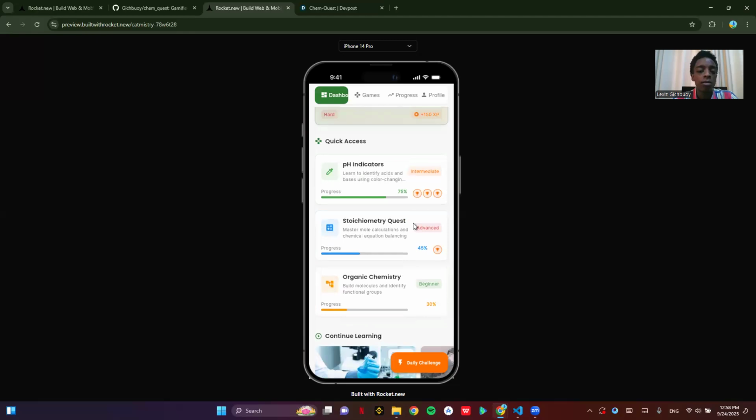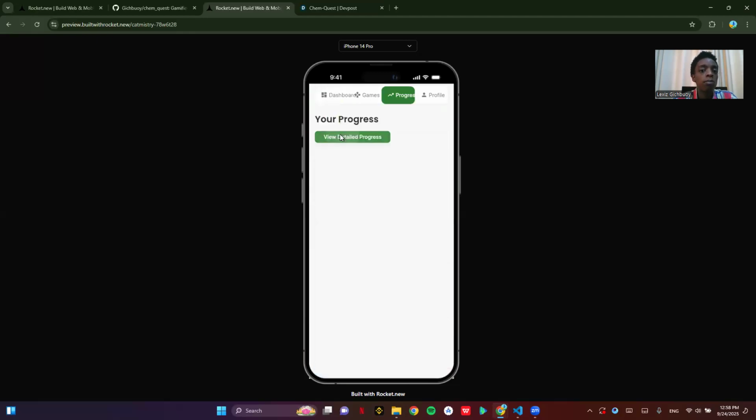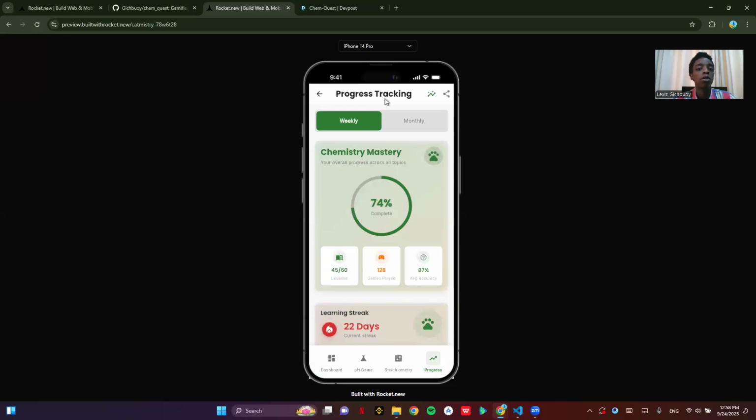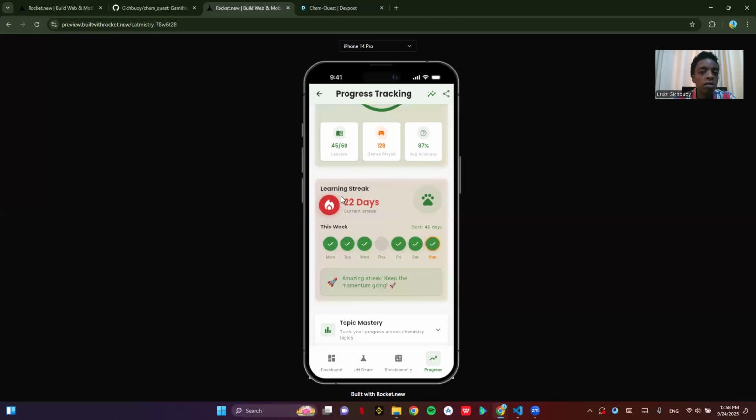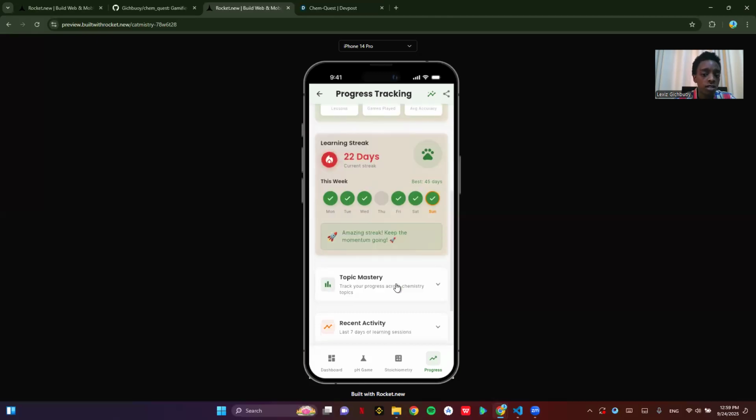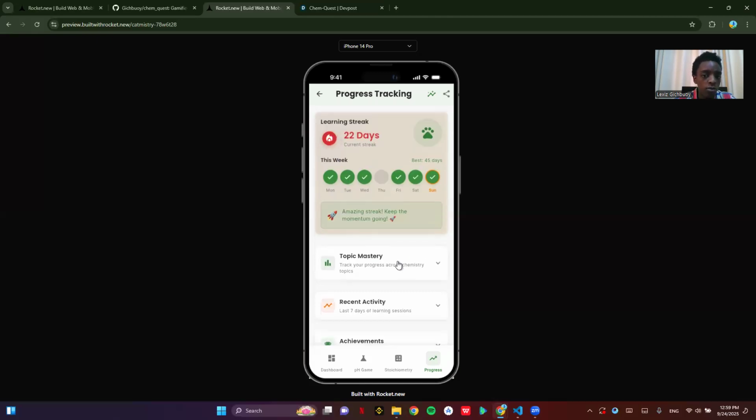When a student exits the game like I've done, you can always come back and progress to where you stopped. And also the student can track their progress in this progress tracking tab over here. This is the overall percentage of the games that I've completed. Then there's the streaks over here, which helps students to be more consistent, and it also tells you to keep the momentum going. You get the mastery of the topics that you've learned.